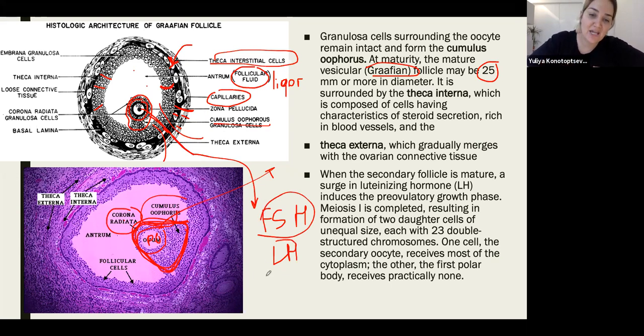But what does LH do? What is the function of LH in the follicle? LH will be binding to the granulosa cells and they will secrete follicular fluid. So the reason that this antrum becomes bigger is because there is more fluid. Who tells you to secrete more fluid there? Well, of course, your LH. Is it clear?